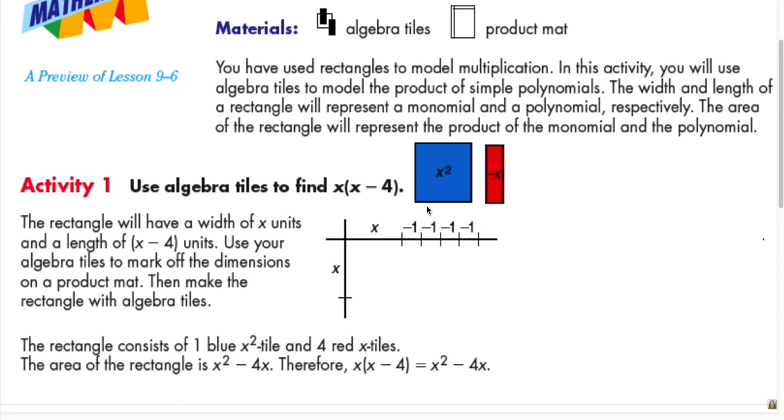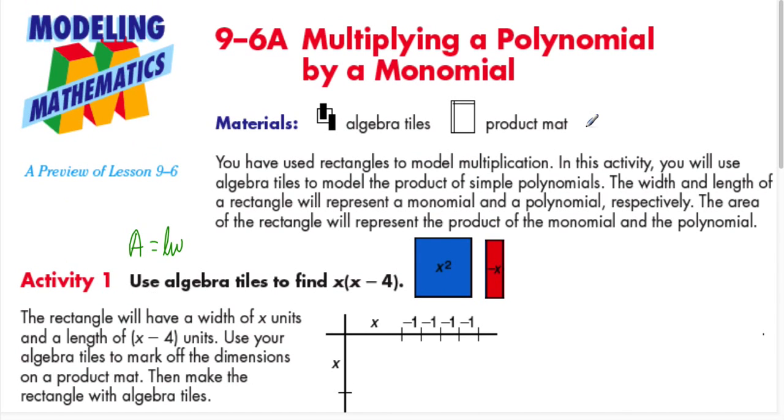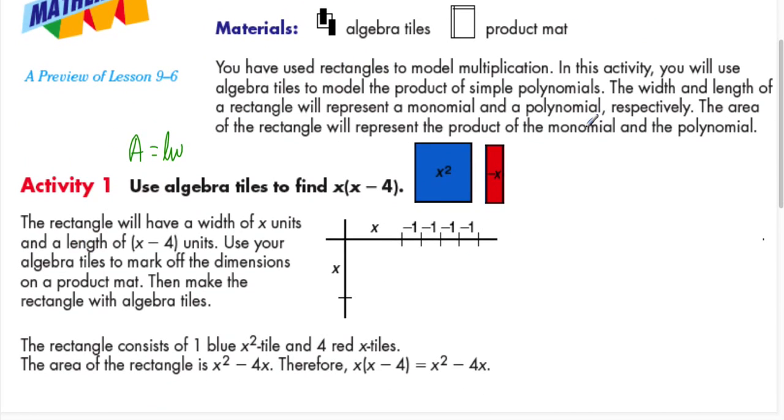We're using the formula for the area of a rectangle, which is area equals length times width. The width and length of the rectangle will represent a monomial and a polynomial respectively. The area of the rectangle will represent the product of a monomial and a polynomial. In this particular lesson, we're simply multiplying a monomial with a polynomial. So let's use algebra tiles to find x times x minus 4.